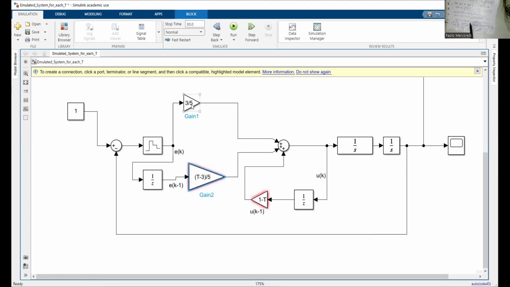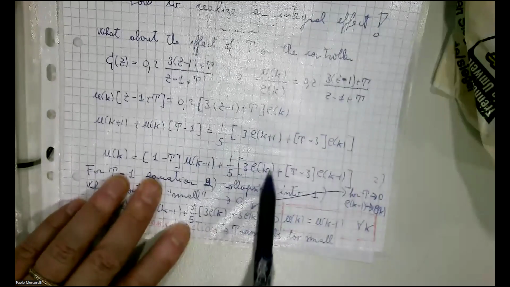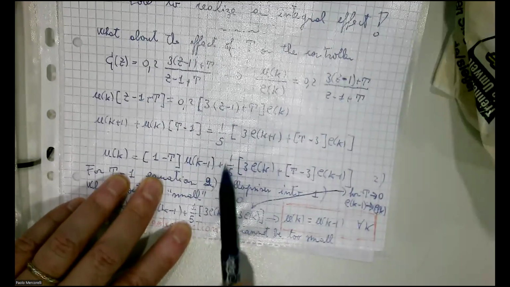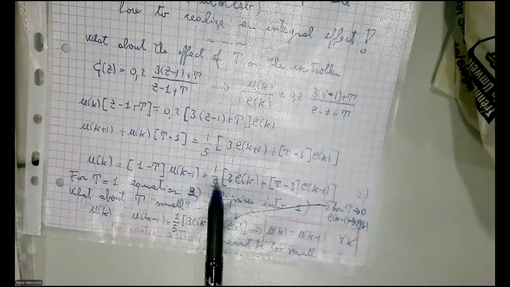Here, why is 3 divided by 5? 3 divided by 5 multiplied by e to the k. You should realize this does not depend on t. Okay, now look what happens.